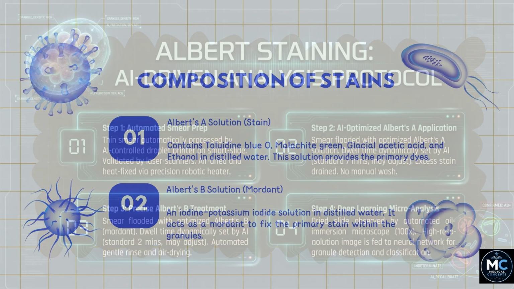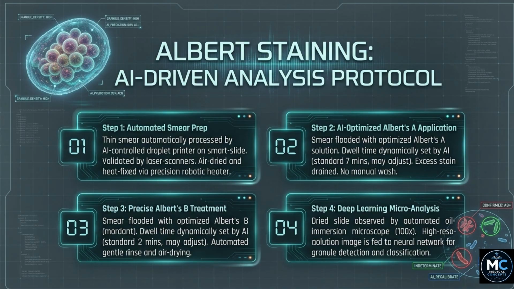Now let's go step by step through the procedure. First, prepare a thin smear of the bacterial sample on a clean slide and allow it to air dry. Then perform heat fixation. Next, flood the slide with Albert's A solution and leave it for a few minutes. After that, add Albert's B solution without washing. Finally, rinse gently with water, air dry, and observe under the microscope.